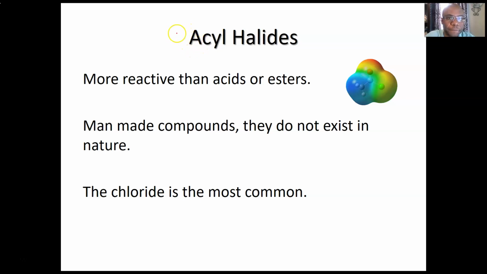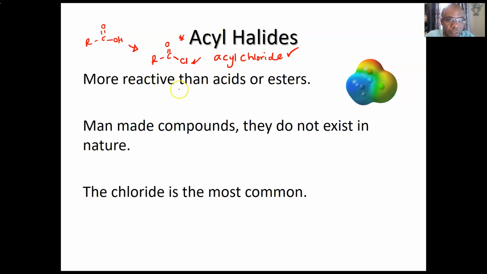Alright, so another derivative for carboxylic acids is acyl halides. This is the acyl group with a halide. Let's say the halide is a chlorine. That's the most common one. So this functional group is going to be called acyl chloride. Okay, that's an acyl chloride.